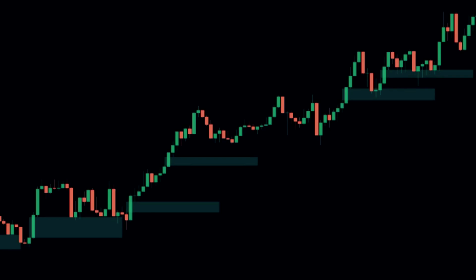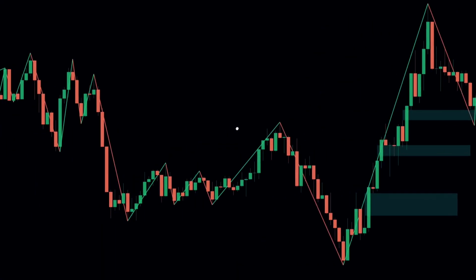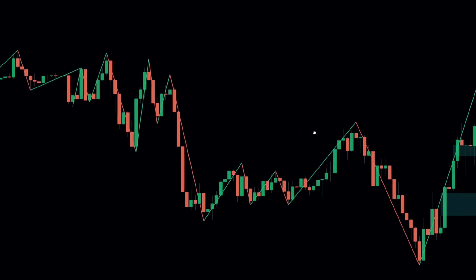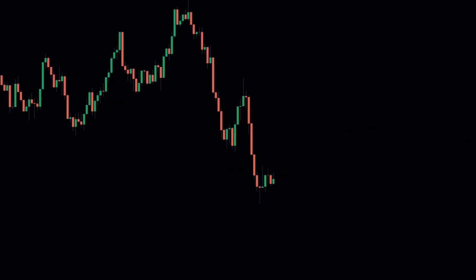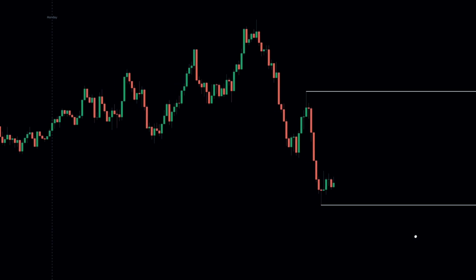The third condition is identifying the pre-market buy-side and sell-side liquidity levels. The buy-side liquidity level is a swing high, but not just any recent one, one that's been around long enough to be significant. The sell-side liquidity level is a similar concept but for a swing low. Once these levels are marked, we move on to the next step.